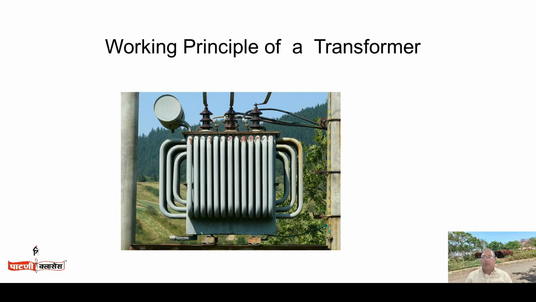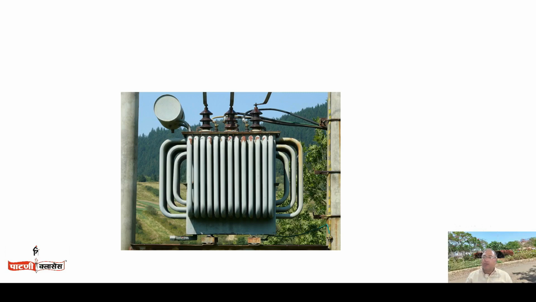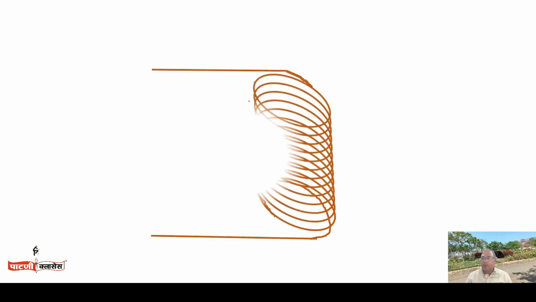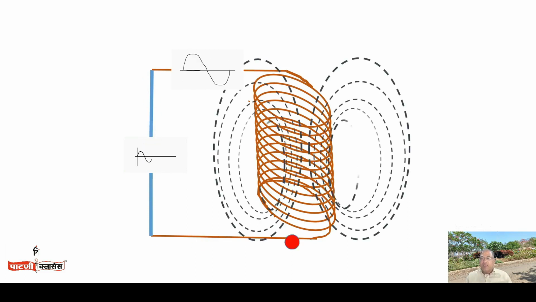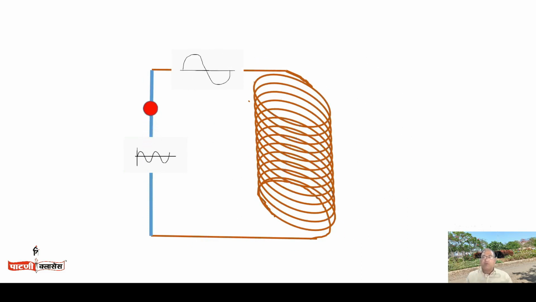To understand the principle of working of a transformer, first of all, let us consider a copper coil. The copper coil is made using insulated copper wire. Now we will connect this copper coil with an AC supply. As soon as we connect the AC supply, AC current starts flowing through the coil. As the alternating current flows, a varying magnetic flux is produced around the coil.